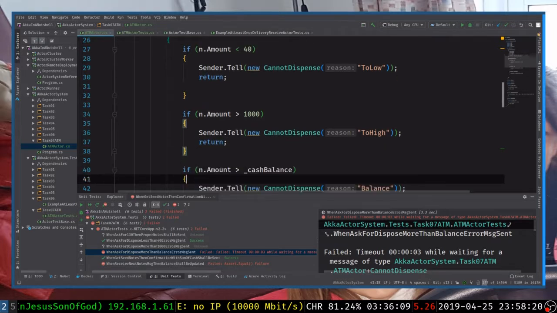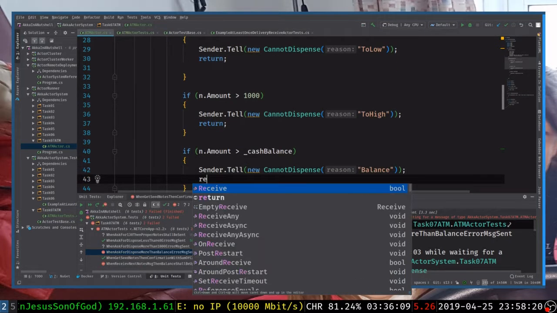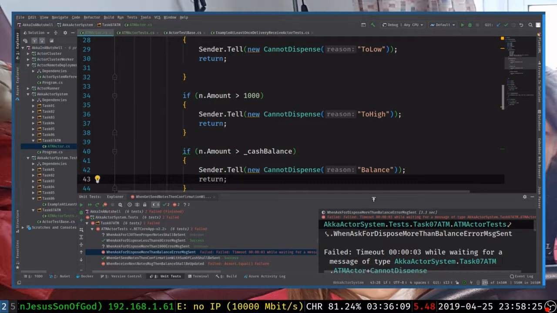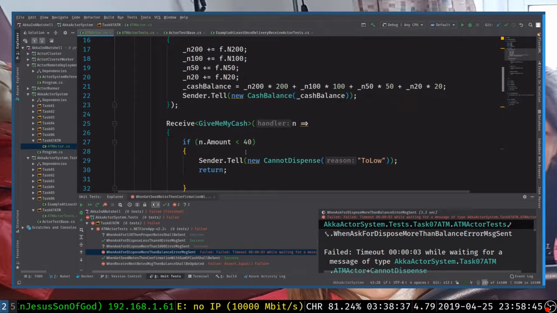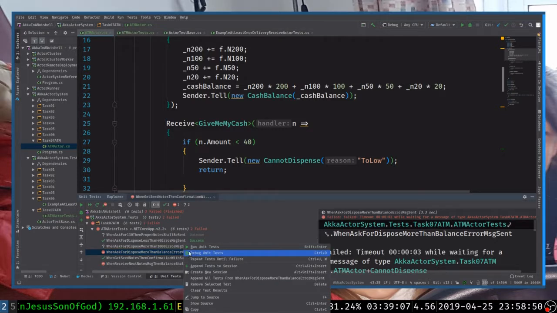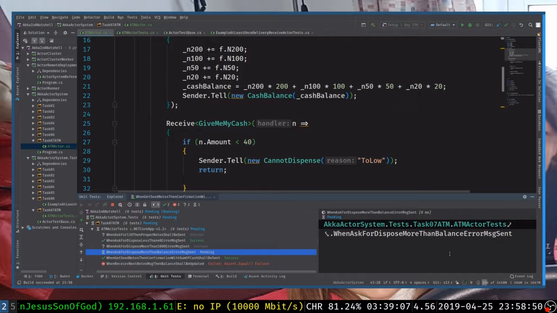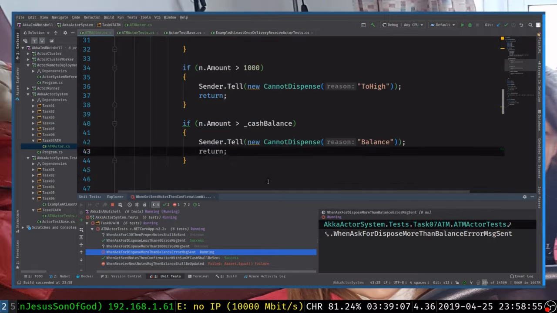Just close the app. Okay. Ooh, so what we have is not getting this message, right?